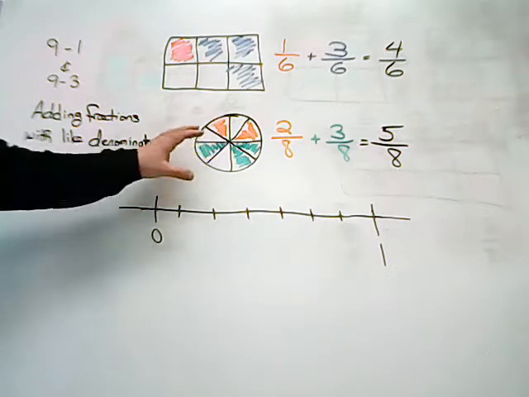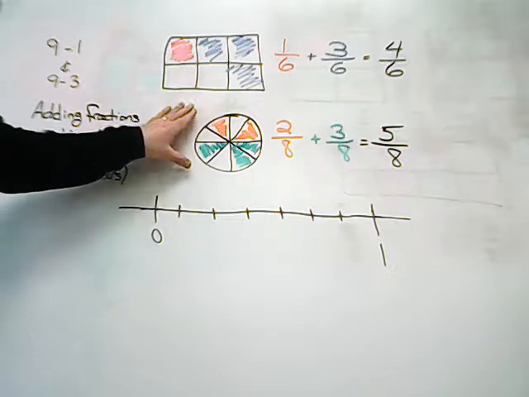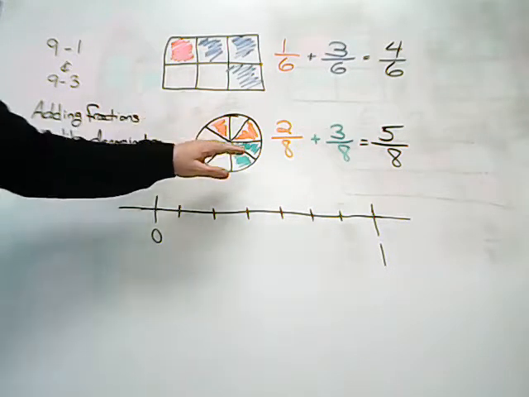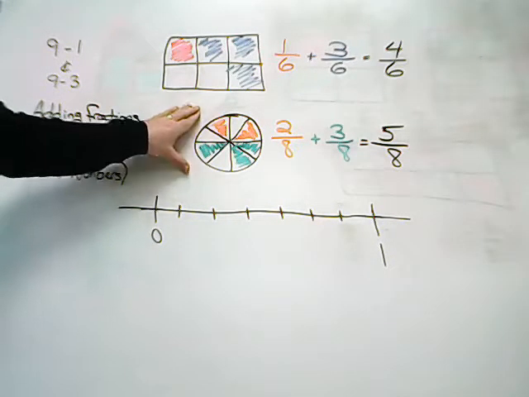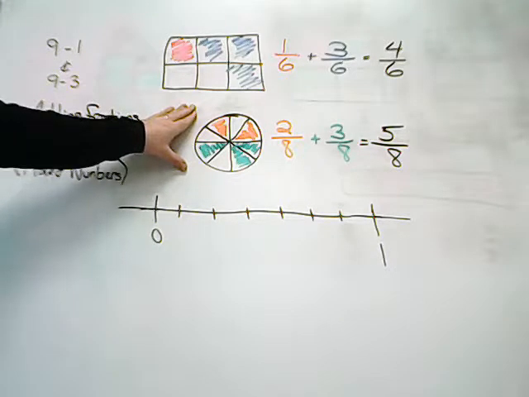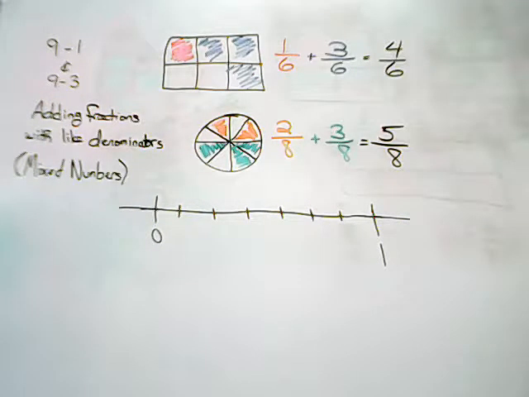Notice I didn't cut my pizza into 16 pieces. A common misconception is adding your denominators. You don't want to do that. Your pizza stayed as 8ths, and you want to keep your denominators the same when you add or subtract fractions.